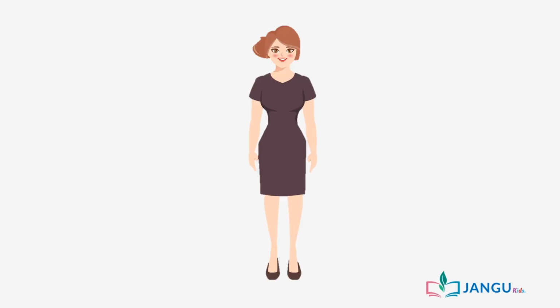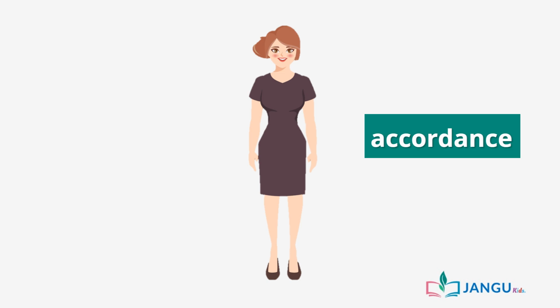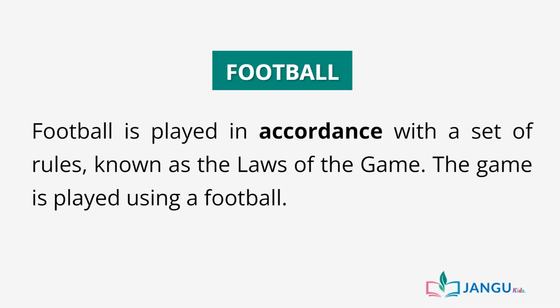Good job, everyone! Now we saw a few keywords and we're going to attempt to understand what those words mean without the use of a dictionary. Are you ready? Our first word is accordance. Let's go back to see how it was used. The sentence says, football is played in accordance with a set of rules known as the laws of the game. The game is played using a football. So, accordance must mean paying attention to the rules.